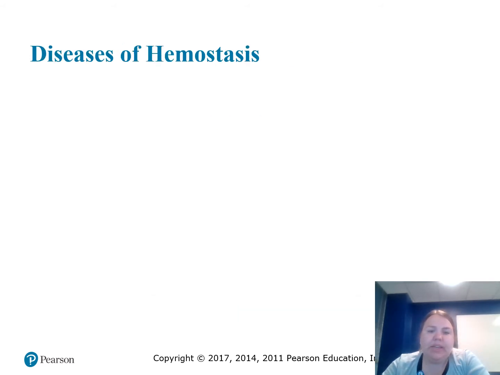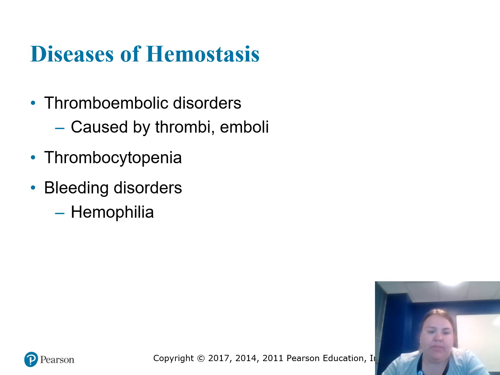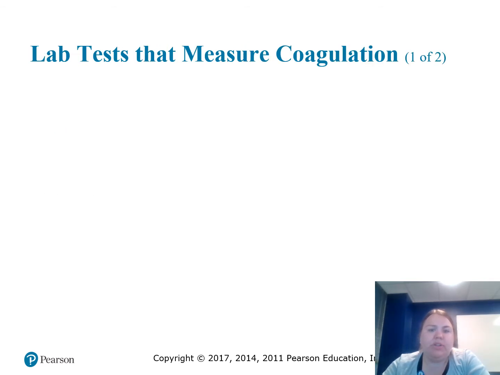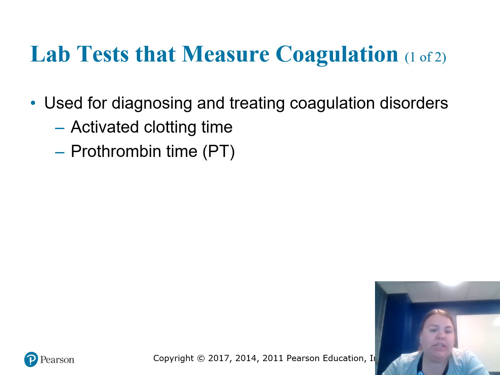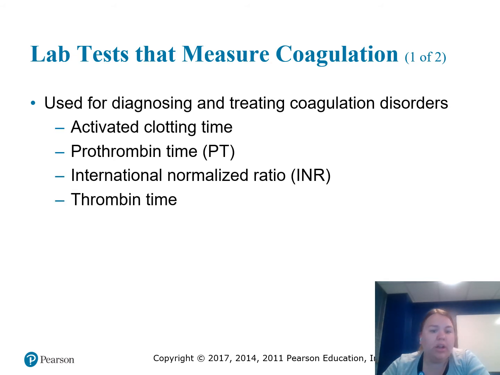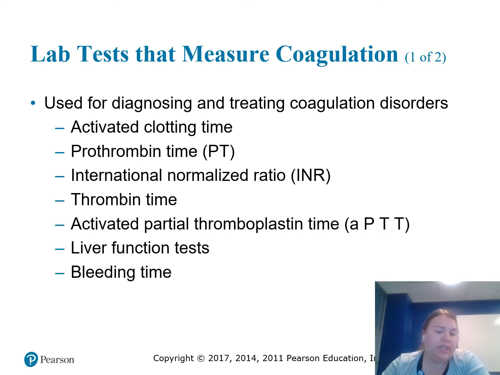Now, some diseases of hemostasis could be thromboembolic disorders, such as thrombi or emboli, and thrombocytopenia, not enough platelets. Bleeding disorders like hemophilia. Some lab tests measure coagulation. There are multiple lab tests that we can do. They're used to diagnose and treat coagulation disorders, such as activated clotting time. We have our PT or prothrombin time, our INR, our thrombin time, activated partial thromboplastin time, our APTT, our LFTs, our bleeding time, and our platelet count.